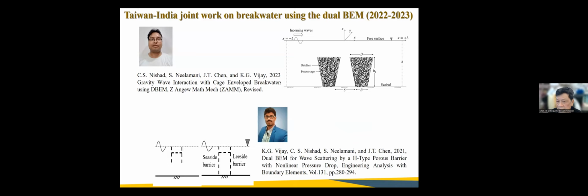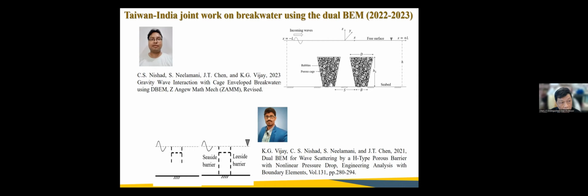We cooperated our dual BEM to solve the H-type porous breakwater, which was published the year before last. Another professor, Niche, also applied our dual BEM to solve the cage envelope breakwater, and this paper was now revised by GAMM, a journal of Germany.